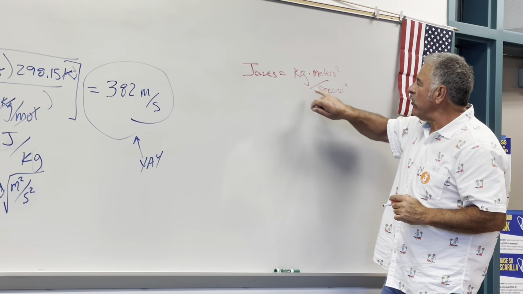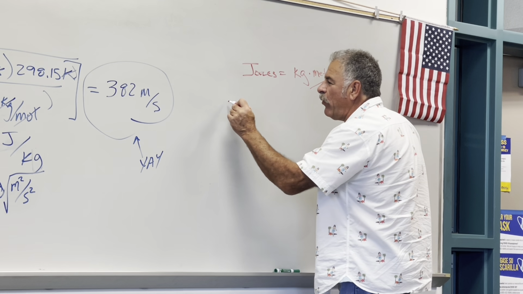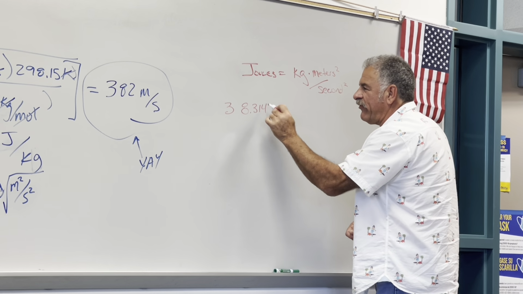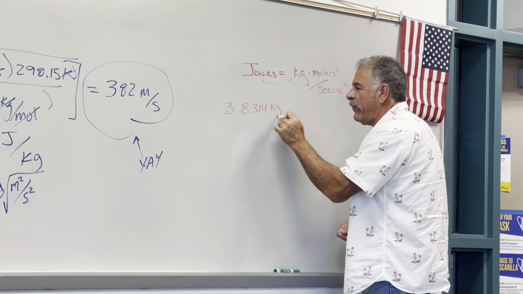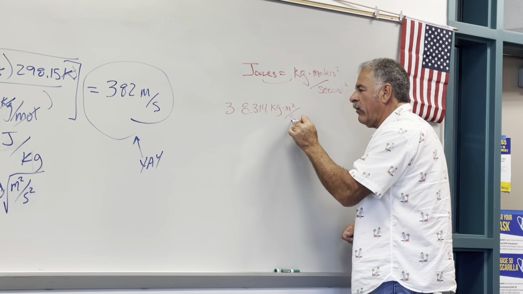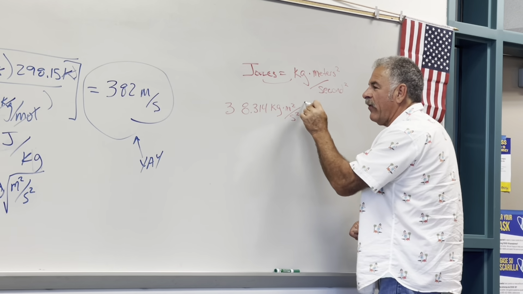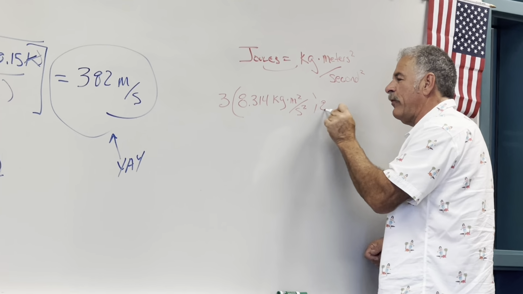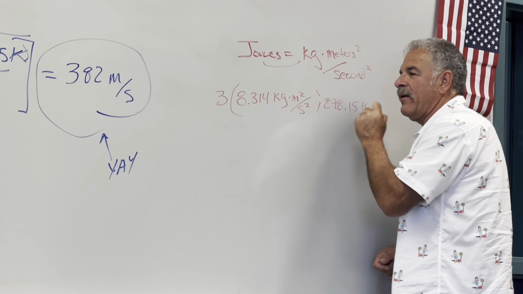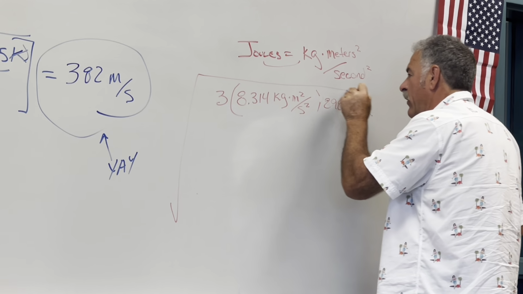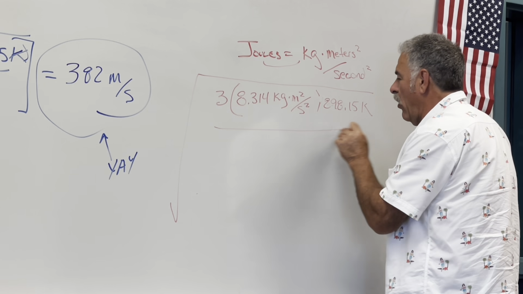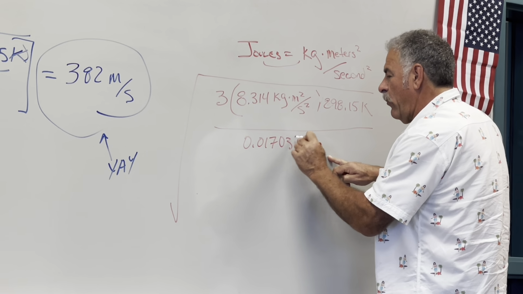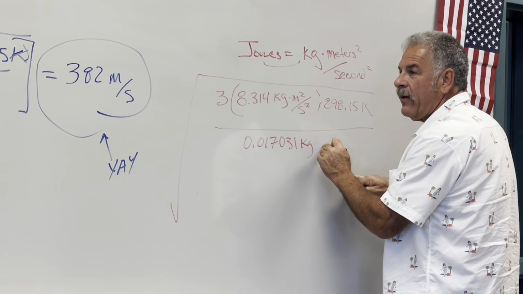All right. So kilogram meters per second squared. So if we were doing this problem, we could write this instead of joules, we could write kilogram meter squared per second squared times 298.15 K, right? And we're gonna put our big, and then all over 0.017031 kilogram per mole.